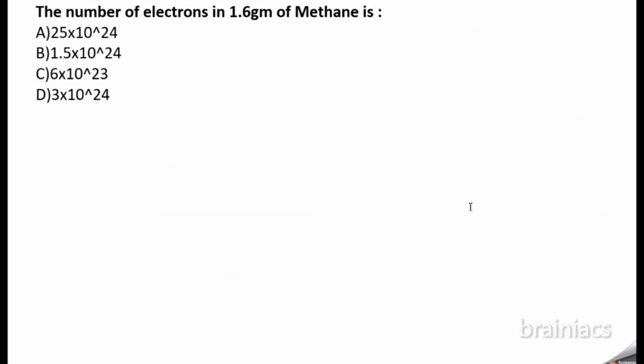The number of electrons in 1.6 gram of methane is, okay, the question looks very simple, so the answer is also very simple. But we will try to analyze the question, how to do it. First we will talk about one molecule of methane, very important. What is methane? Basically methane is CH4, correct? So we are talking about just one molecule of methane. In one molecule of methane, how many electrons are there?